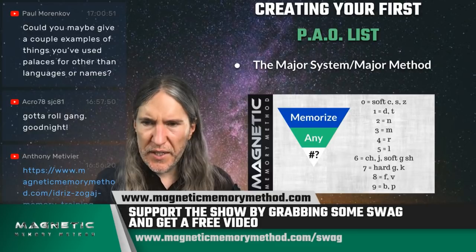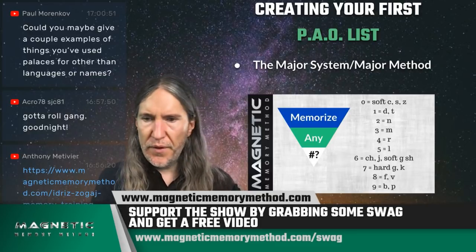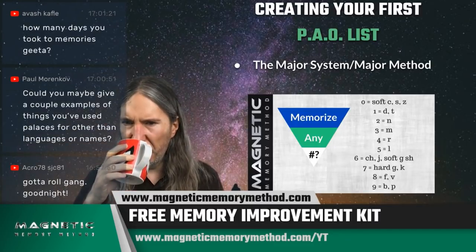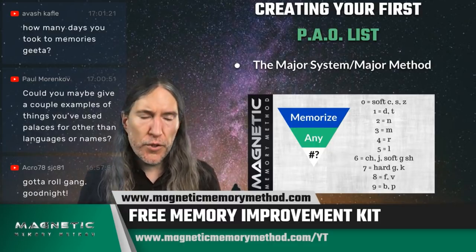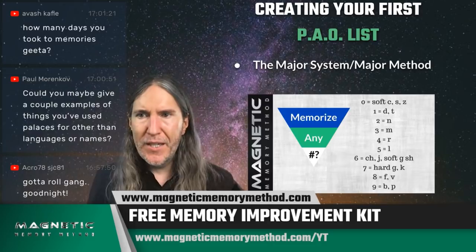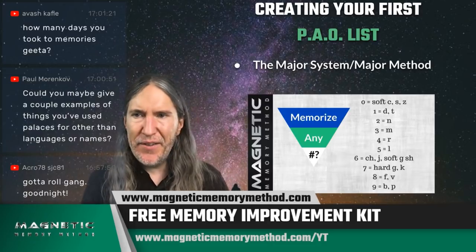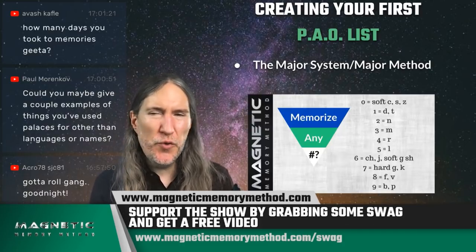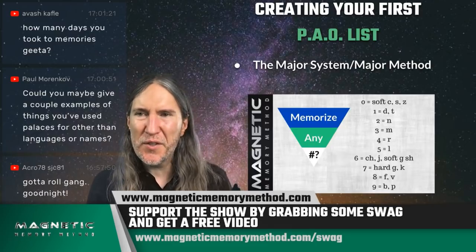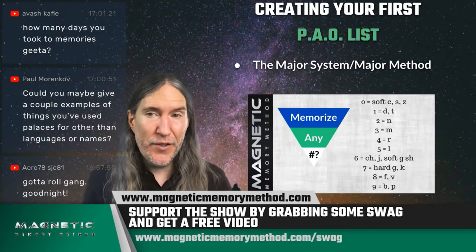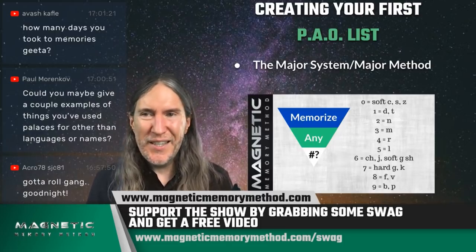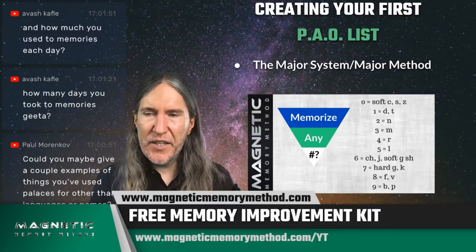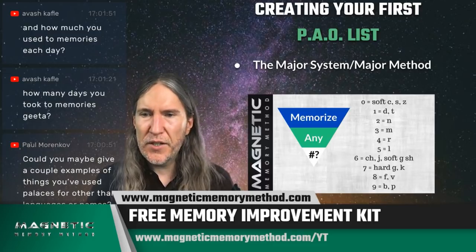All right, great. If you guys want to get together on Facebook, wonderful. Paul says, could you maybe give a couple of examples of things you've used palaces for other than languages or names? Oh, sure. Quotes from books, dates of historical figures, everything. There's nothing that I don't put in a memory palace. If you understand mnemonics, you know it's always a memory palace anyway. Even if you don't have a memory palace, you're still using spatial memory. And the more that you're aware that you're using spatial memory, even when you're not, so to speak, the more you realize, I'm going to put this in a memory palace because it strengthens everything. Because all of them are spatial in nature.